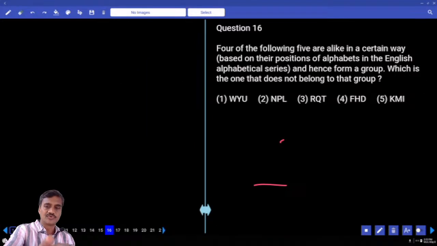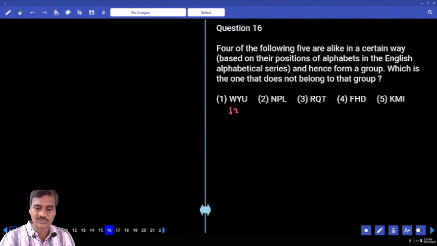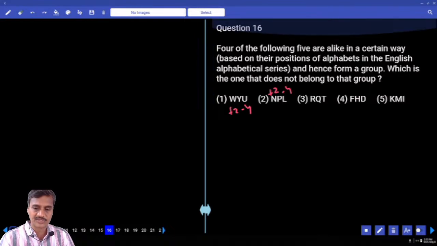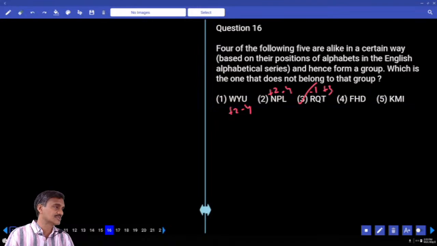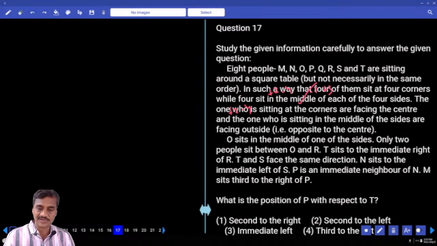Then the 16th one, four out of the following, means odd one out. W and Y. The difference is how much? XY plus 2 minus 4. Here NOP plus 2 minus 4. R and Q, how much? Minus 1 plus 3. What is the odd one we have? Choice 3 is the odd one. Question number 16. Then 17 onwards.